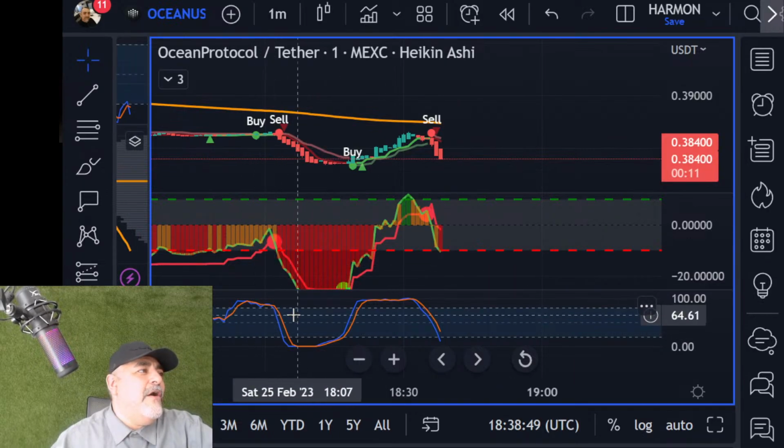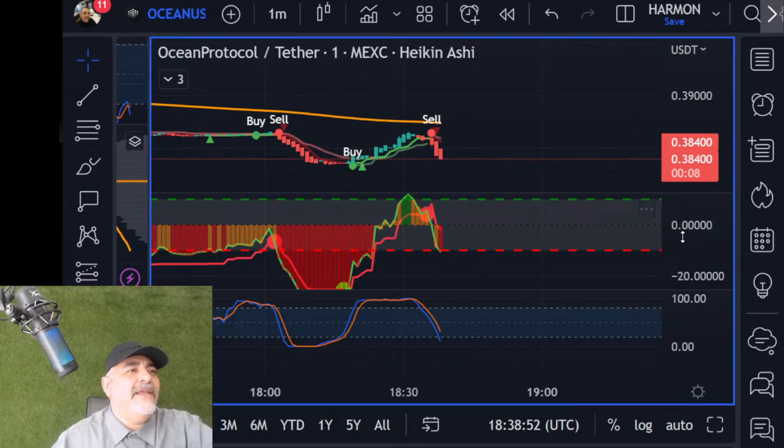The indicator down below is the RSI. This is our MACD. These are the indicators, guys.